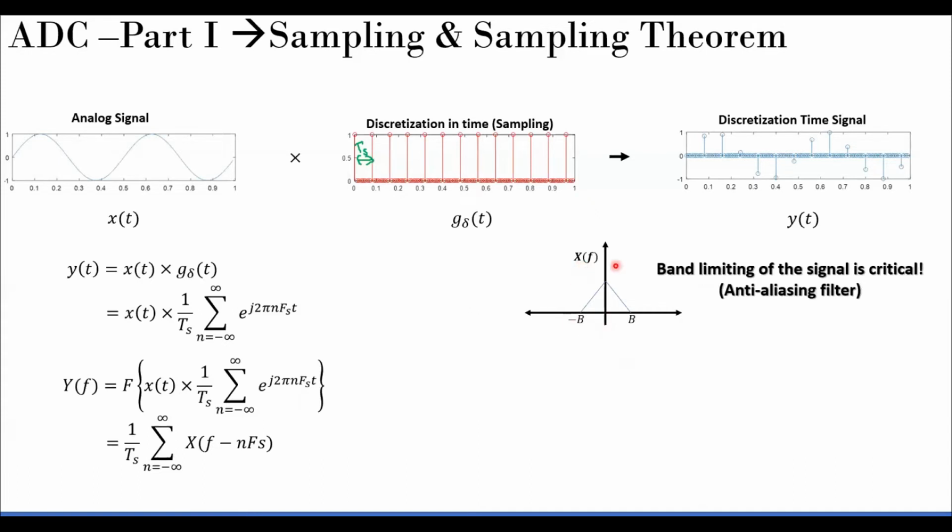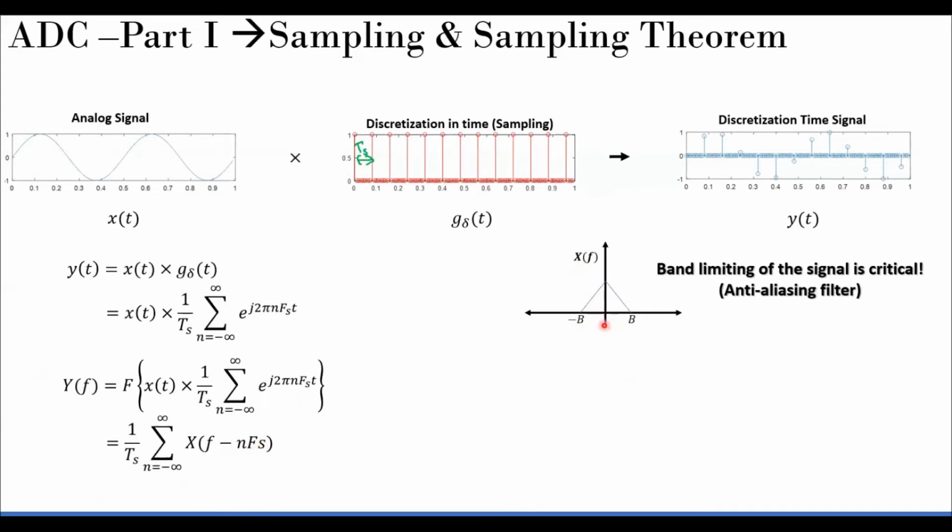If I plot it, let's say it is looking like this. It has a bandwidth of minus b to plus b, total spread, so a bandwidth of 2b. So this is the spectrum of x of f. But the moment I sample it, y of f is no more at this position. It will be at all the multiples of fs.